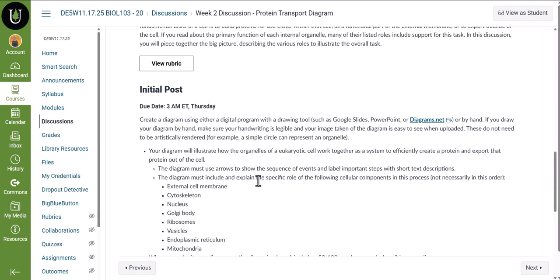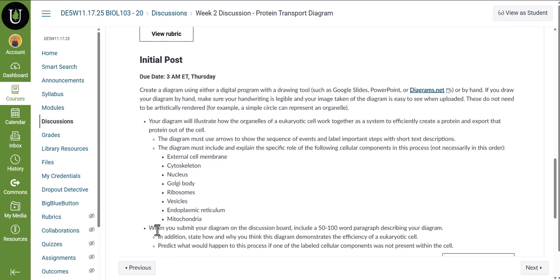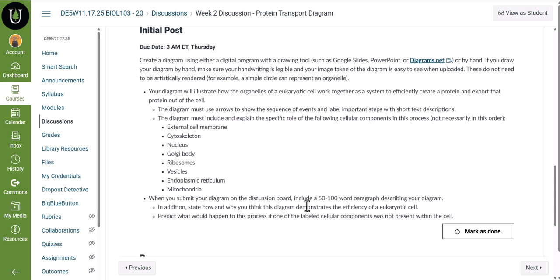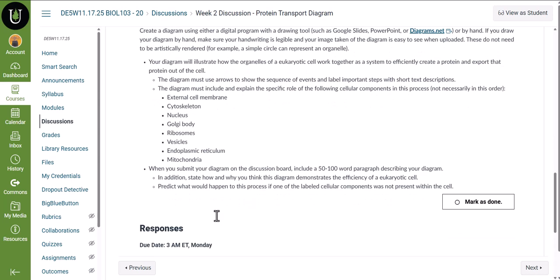Next to your label, you're going to have a short description of what is happening in those different organelles. You want to make sure that your diagram includes all of these elements and how they relate to protein synthesis and transport. You're also going to write a 50 to 100 word paragraph describing your diagram, and in that you're going to state how and why you think that diagram demonstrates the efficiency of a cell. So talk about efficiency. What is it about that structure that you just drew that makes that eukaryotic cell efficient?